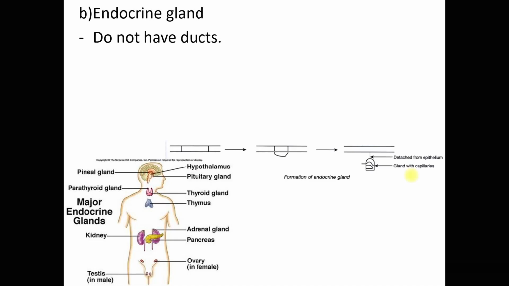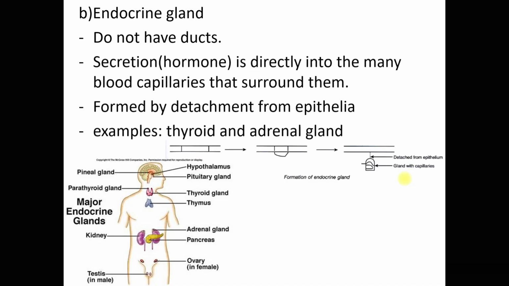Now the other gland is the endocrine gland. These are glands that lack ducts. The secretion, for example hormone, goes directly into the many blood capillaries that surround them. They are formed by detachment from epithelia. Examples of endocrine glands are the thyroid gland and adrenal gland.